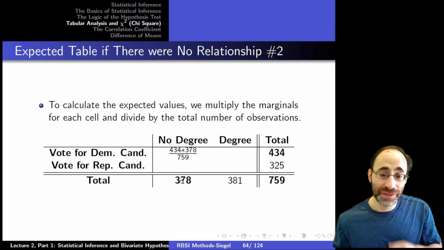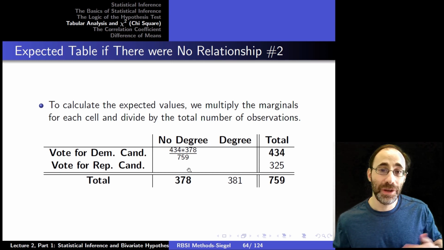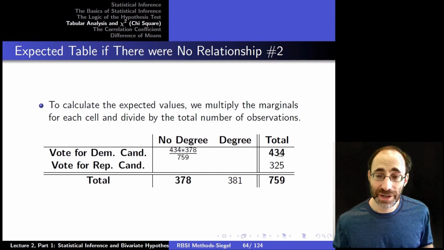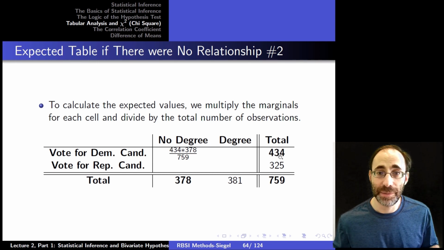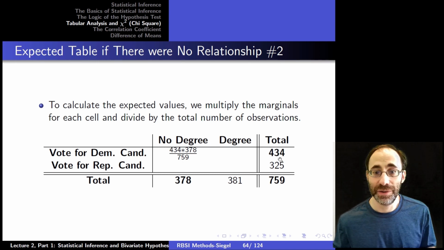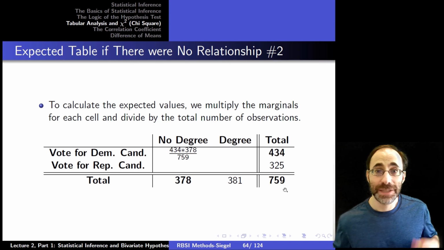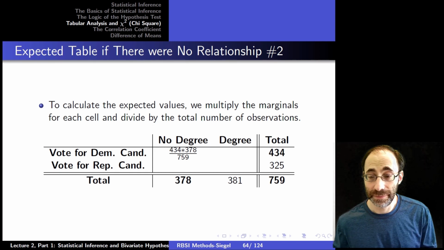Then, if there are a total of 378 individuals who have no degree, then the proportion of the no degree people who should vote for the Democratic candidate should equal the proportion of them overall in the sample who voted for the Democratic candidate, regardless of whether or not they have a degree. Let me say that again. 434 over 759 is the proportion of the Democratic voters in the sample.